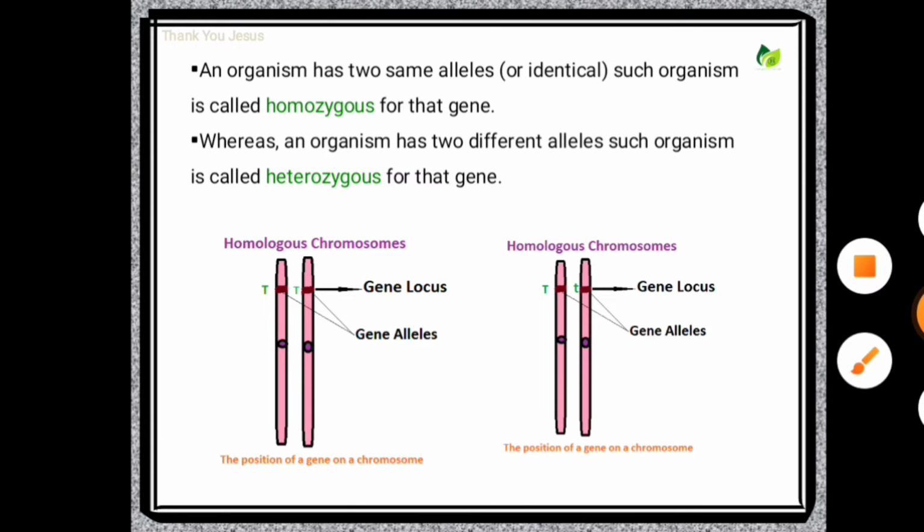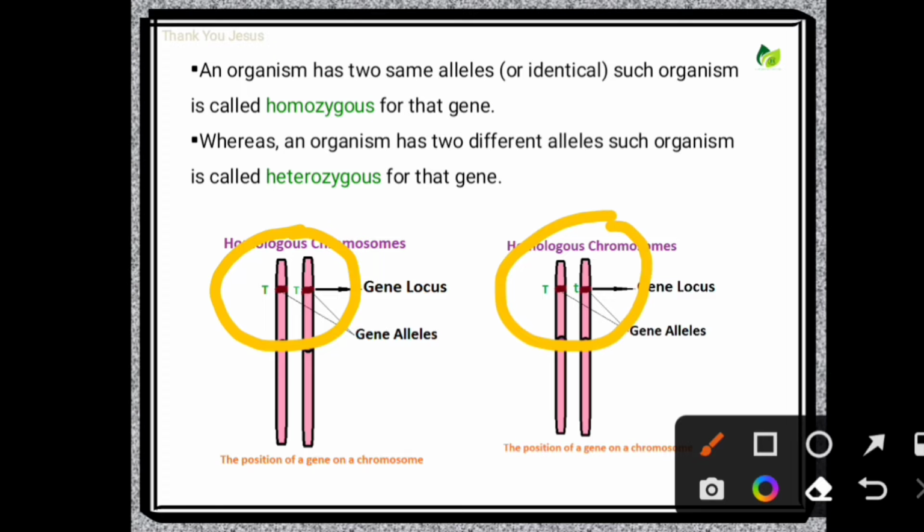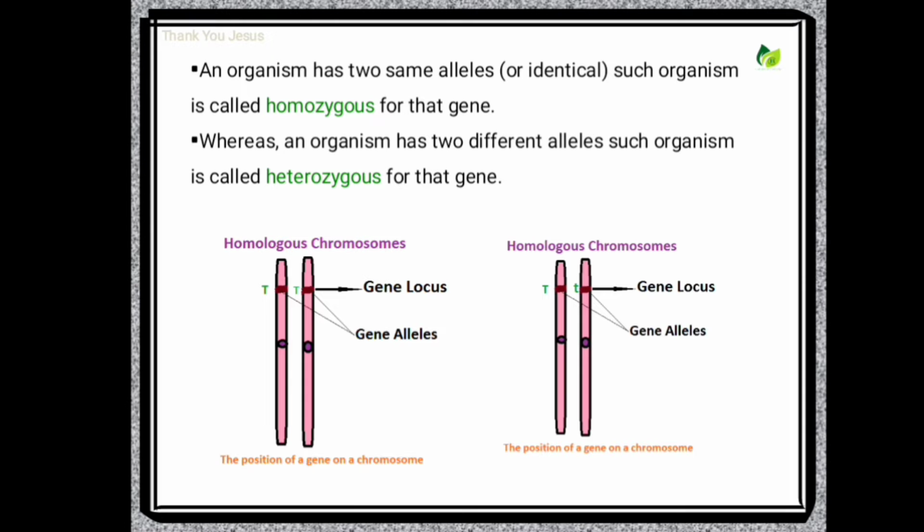So look at the figure. This is the homozygous condition. Why? Because there are two identical alleles, capital T, capital T. This is the heterozygous condition because two different types of alleles, capital T and small t, are present. Such a condition is called the heterozygous condition.